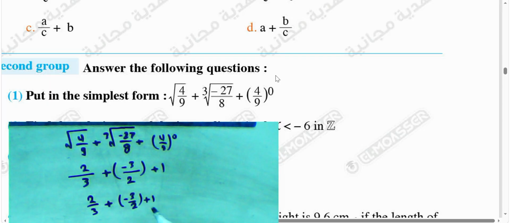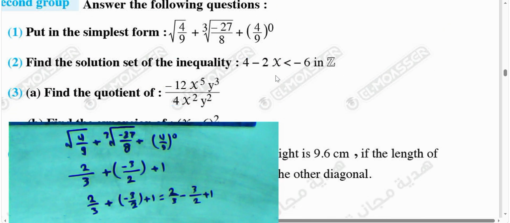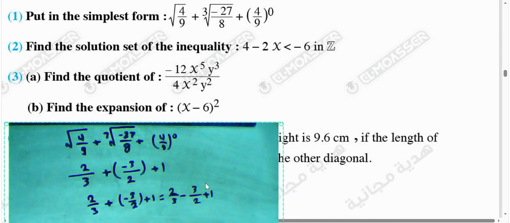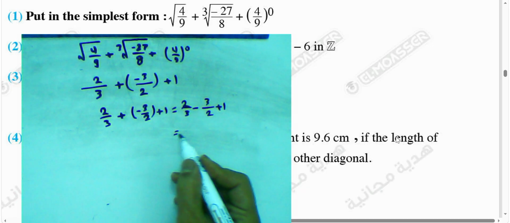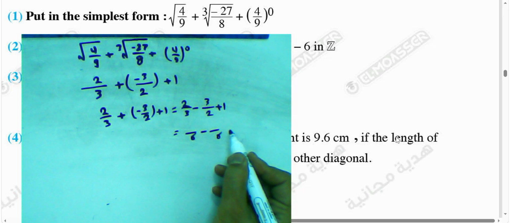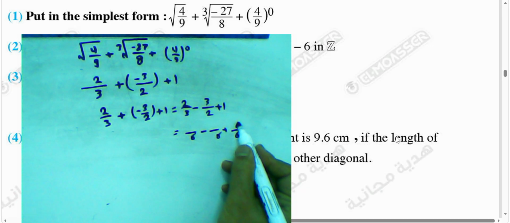Okay, you can write 2 over 3 subtract 3 over 2 plus 1. The least common multiple between the two denominators here equals, who can tell me? Well, 6. You can write 6 and here 6 and here 6. 6 over 6 equals 1.